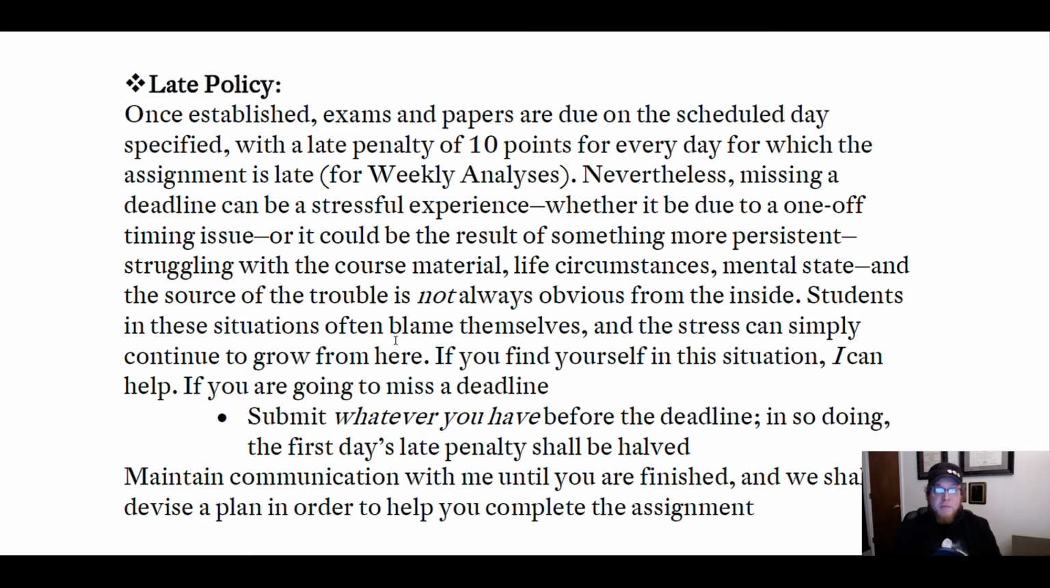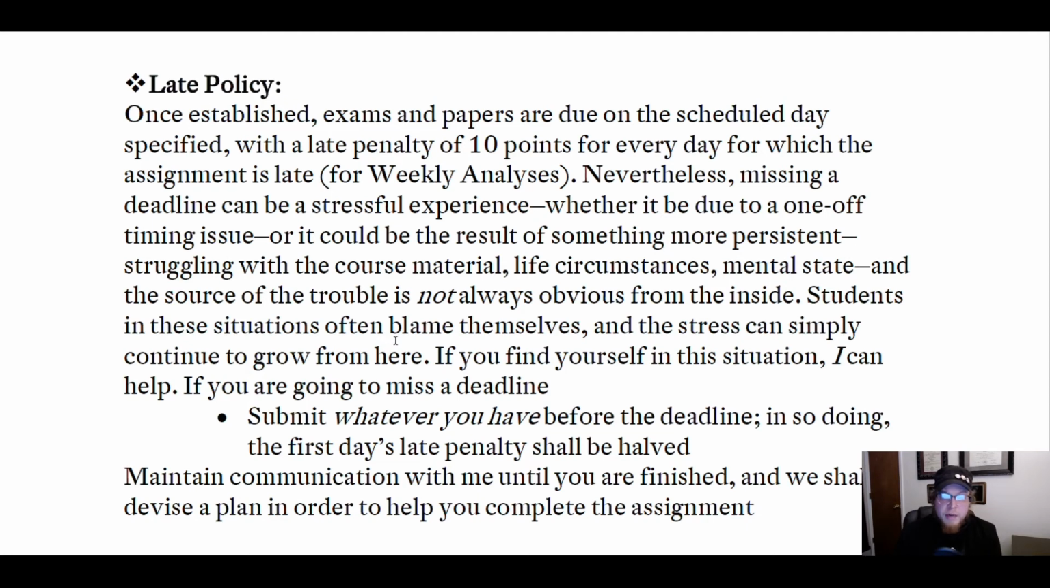Nevertheless, missing a deadline can be a stressful experience, whether it be due to a one-off timing issue, or the result of something more persistent: struggling with the course material, life circumstances, mental state. The source of that trouble is not always obvious from the inside. So students in these situations often blame themselves, and the stress can simply continue to grow from there. If you find yourself in this situation, I can help.